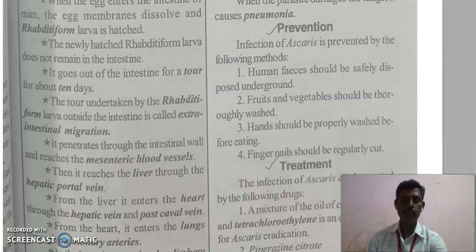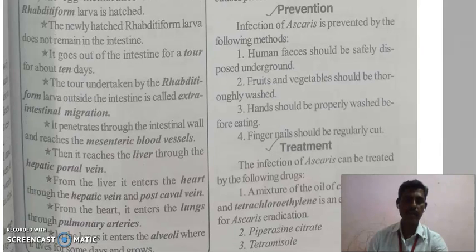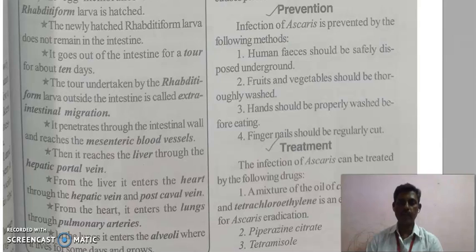And we can go for treatment also here. A mixture of the oil of chenopodium and tetrachloroethylene is an effective drug for Ascariasis eradication. Piperazine citrate and tetramisole are also among the treatment methods we can use.